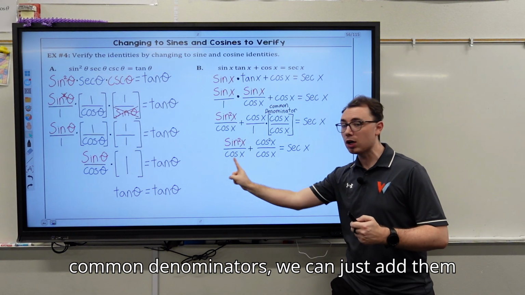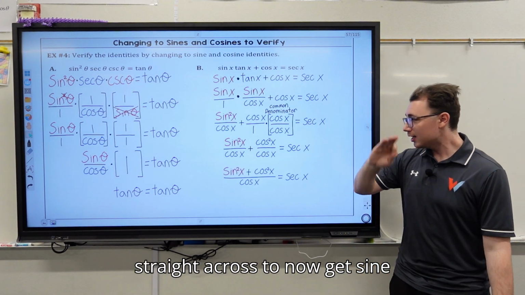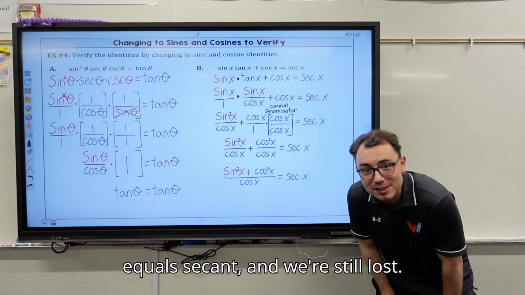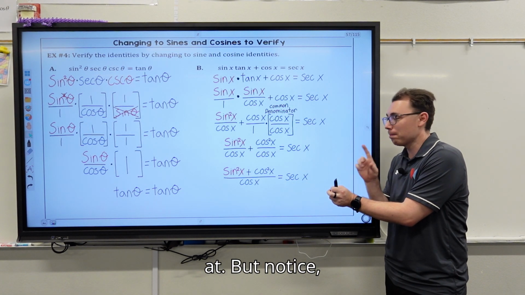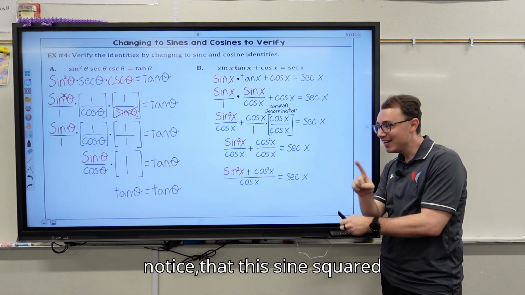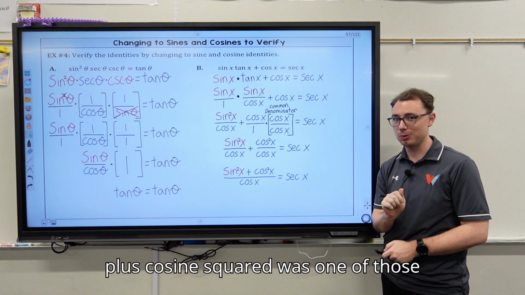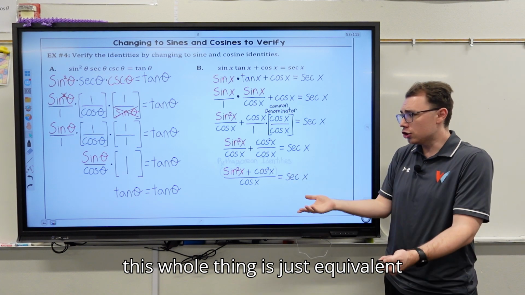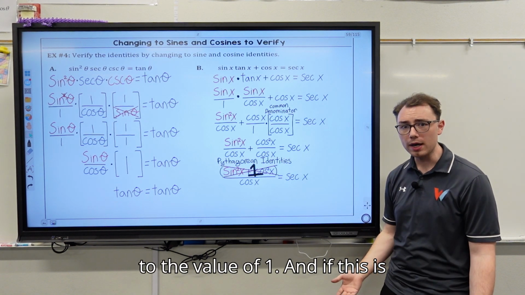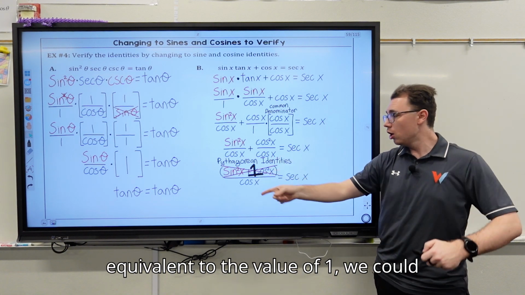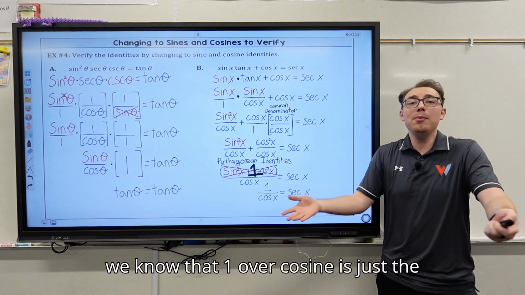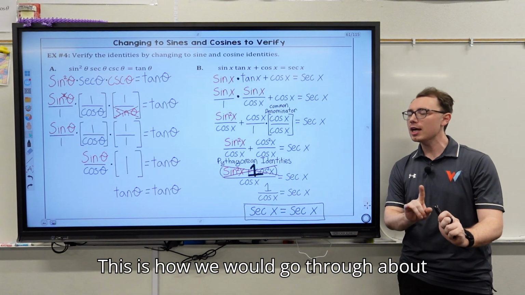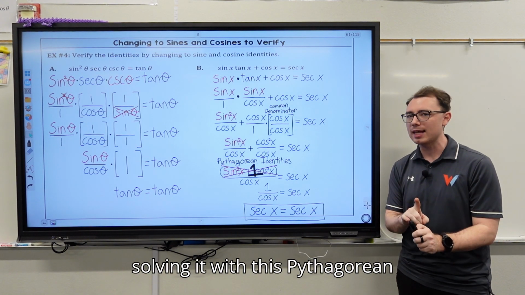And now that we have these 2 common denominators, we can just add them straight across to now get sine squared plus cosine squared over cosine equals secant, and we're still lost. Like, this is still not very easy to look at. But notice that this sine squared plus cosine squared was one of those Pythagorean identities, where we know this whole thing is just equivalent to the value of 1. And if this is equivalent to the value of 1, we could just rewrite this as 1 over cosine. And we know that 1 over cosine is just the reciprocal equation for secant. This is how we would go through about solving it with this Pythagorean identity.